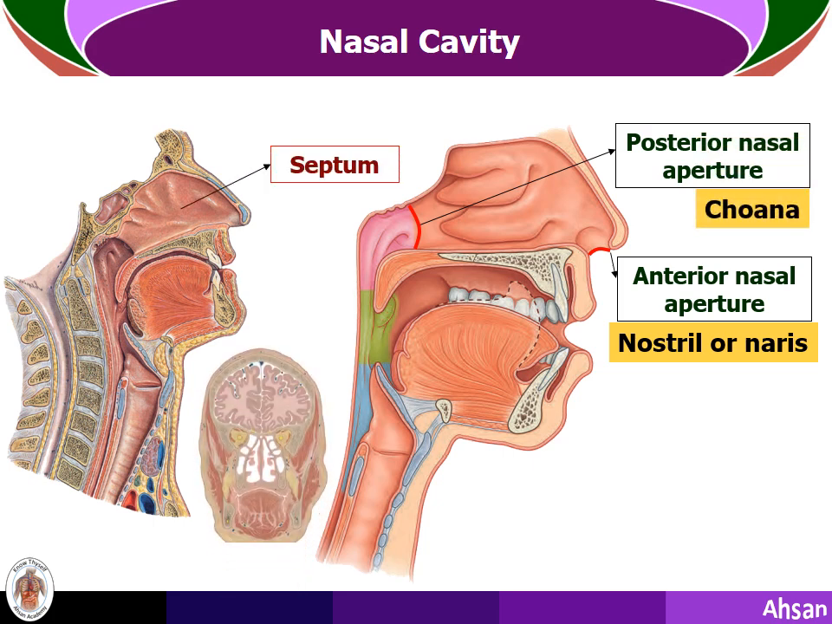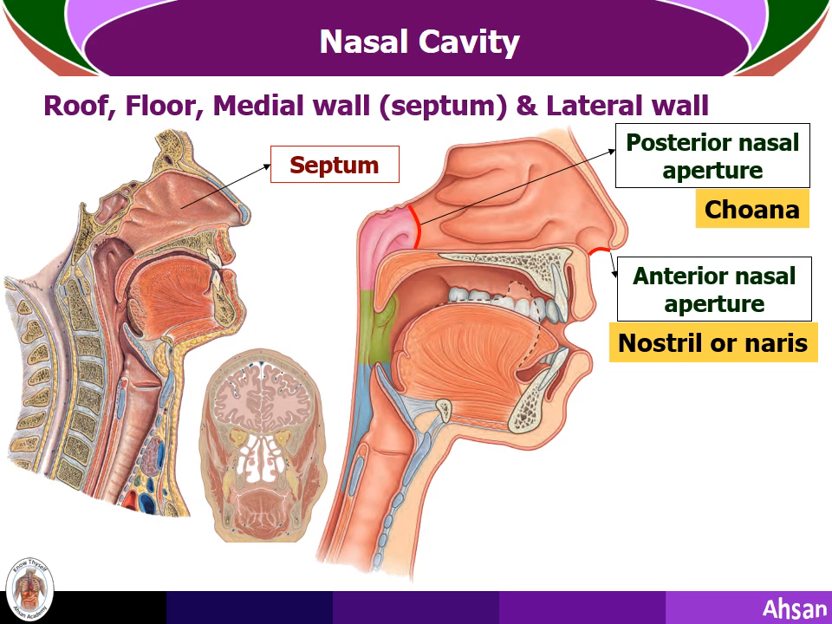This section on the left side shows the septum, which divides the nasal cavity into right and left halves. In a coronal section, you can see the median septum. On either side there is a nasal cavity. So each cavity has a roof, a floor, this septum as the medial wall, and one lateral wall.